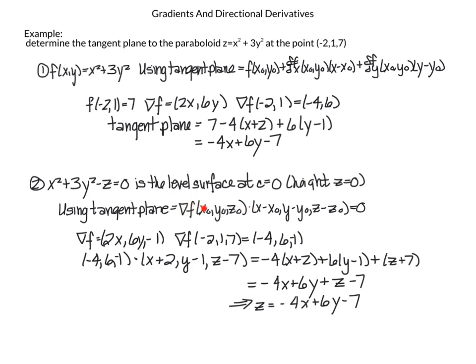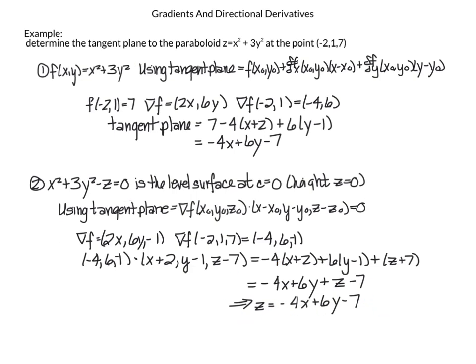So now I can dot my gradient at x naught, y naught, z naught, which is -4, 6, negative 1, with x minus x naught, which is x minus negative 2, which is x plus 2, y minus y naught, which is y minus 1, and z minus z naught, which is z minus 7. I dot this, and I do some algebra, and I get minus 4x plus 6y plus z equals 7, or minus 7. And these are the same equation, I just moved the z over.